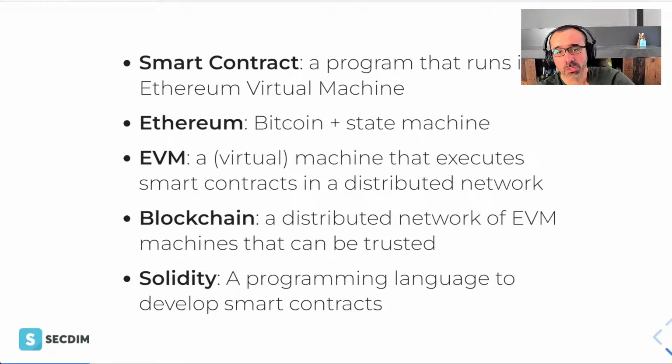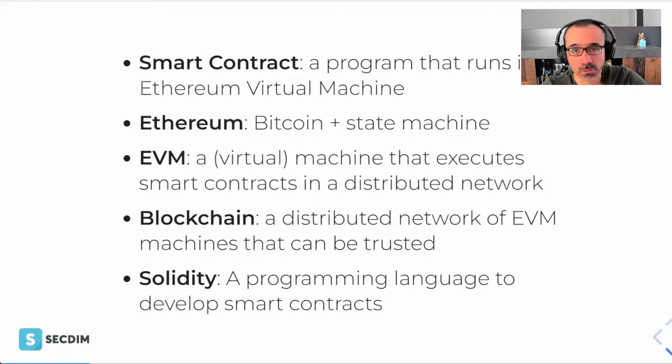The EVM, or Ethereum Virtual Machine, is a machine that executes those smart contracts in a decentralized way. Think about a program that runs in a distributed network. And blockchain is that distributed network of those EVM machines. One of the uniquenesses of the blockchain is that it is a network that can be trusted due to the way it is designed. And finally, Solidity. This is another term that you may hear. It's a programming language to develop smart contracts, similar to many other languages that we have.